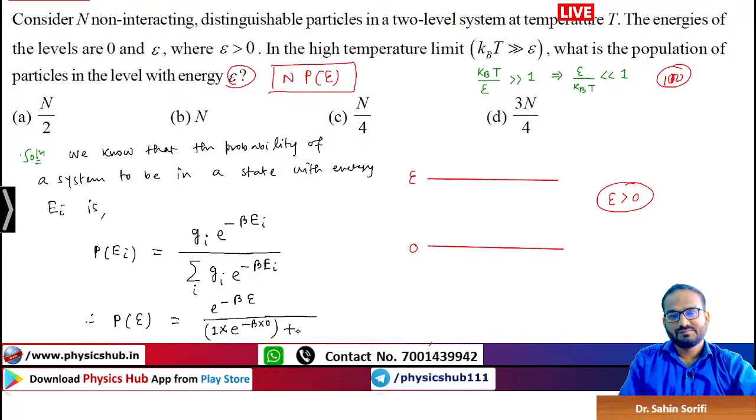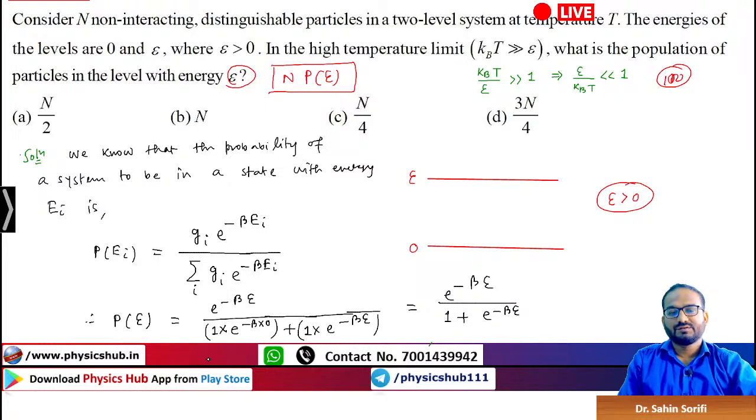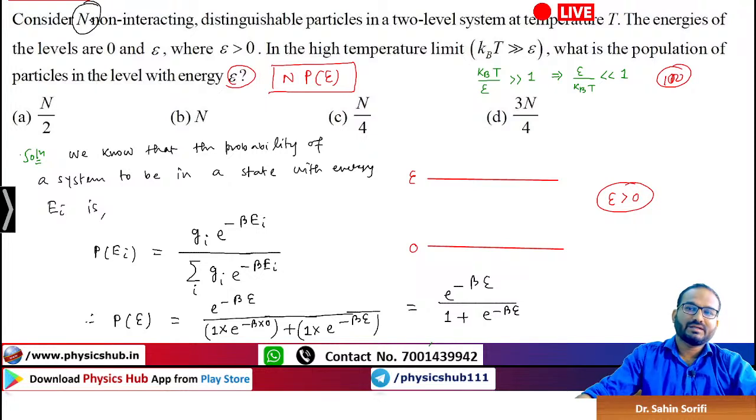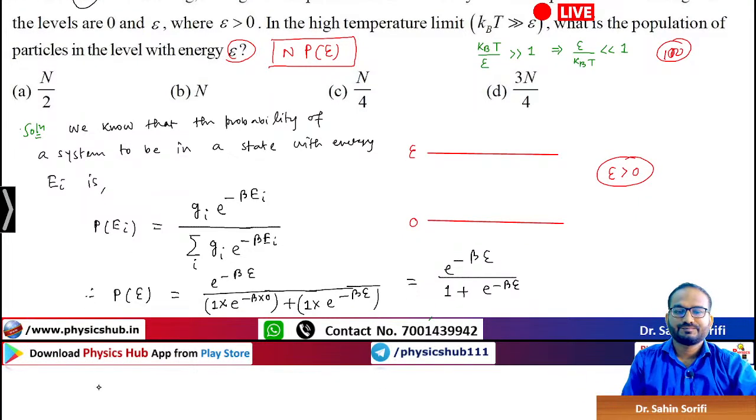The second term will be for this energy level, that is also non-degenerate, e to the power minus beta epsilon, divided by 1 plus e to the power minus beta epsilon. So, we have got the probability.